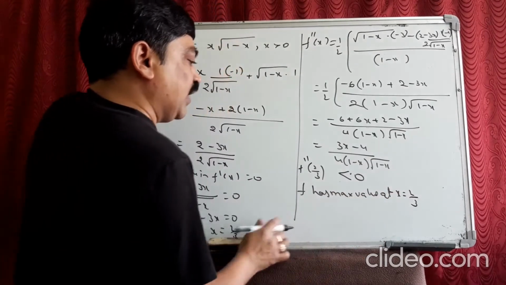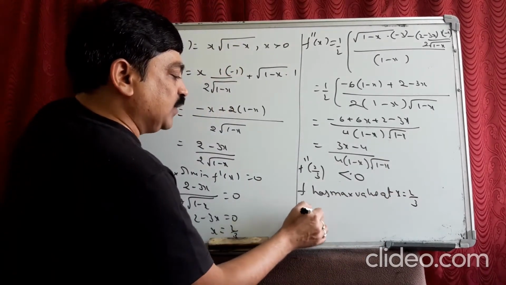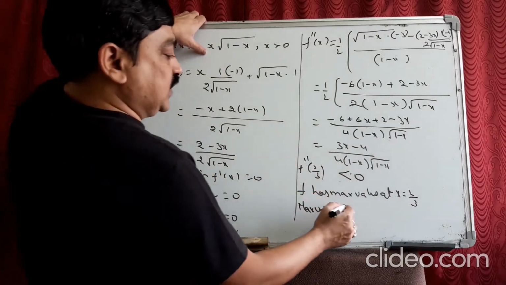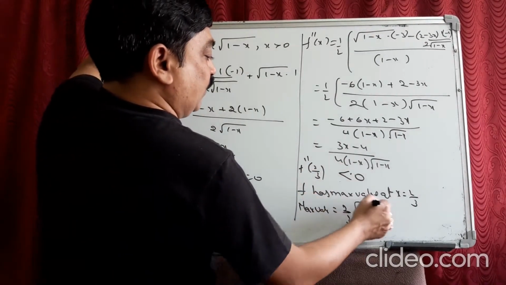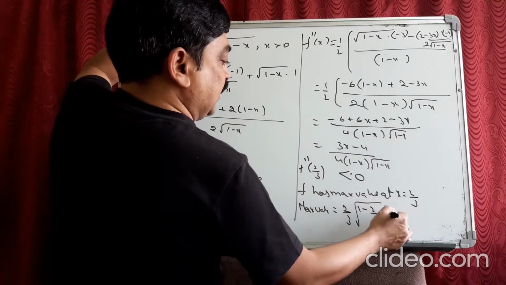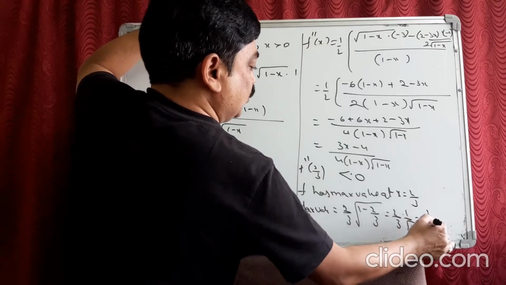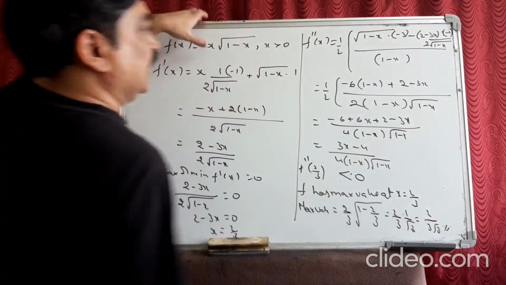What is that maximum value? Maximum value is, substitute 2 by 3 in the main function. That means 2 by 3 root of 1 minus 2 by 3. 2 by 3 into 1 by root 3. That becomes 2 by 3 root 3.